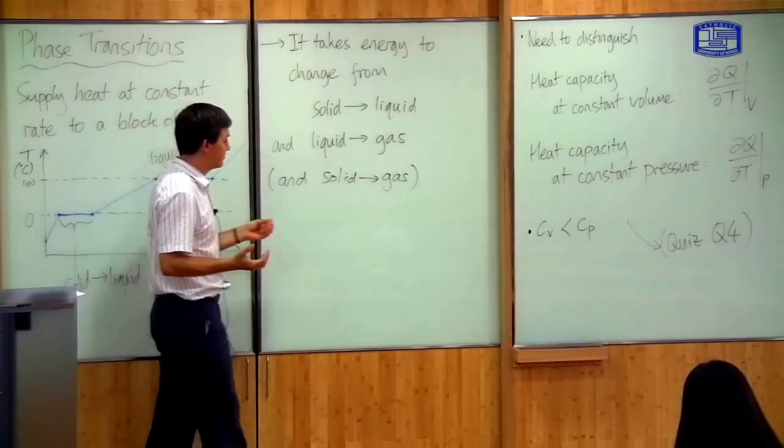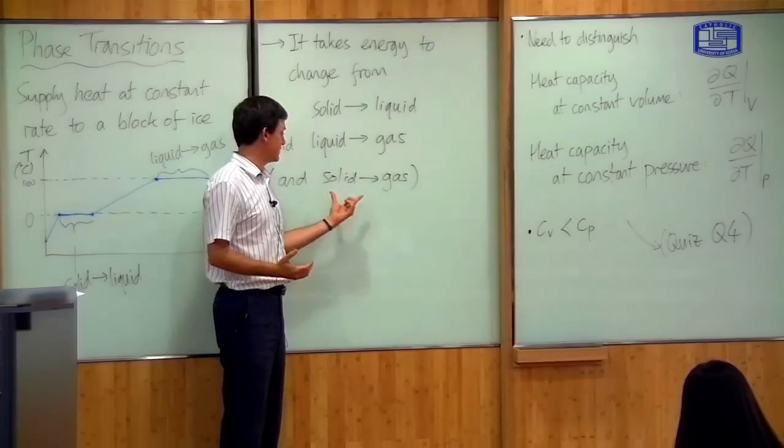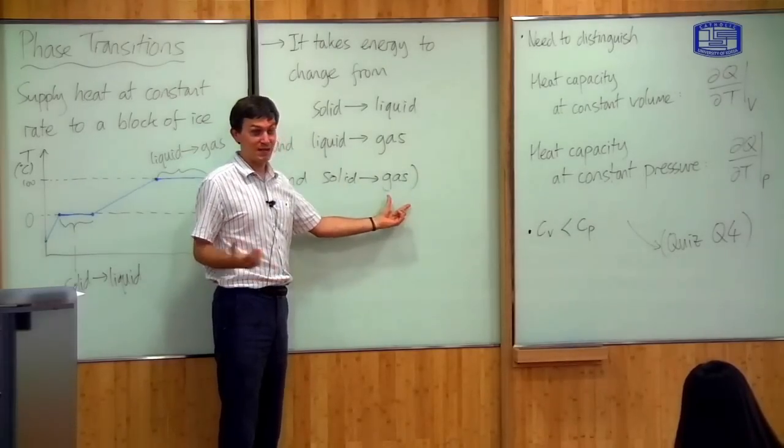Carbon dioxide, for example, does this at room pressure. If you have carbon dioxide at room pressure, it's either a solid or it's a gas. It's never a liquid.